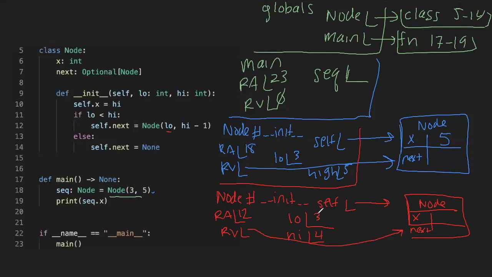So again, on line 10, we say self.x is equal to high. So this becomes 4. And low is less than high. So we make another call to the node constructor. And I'm sorry, I definitely should have written a little smaller.